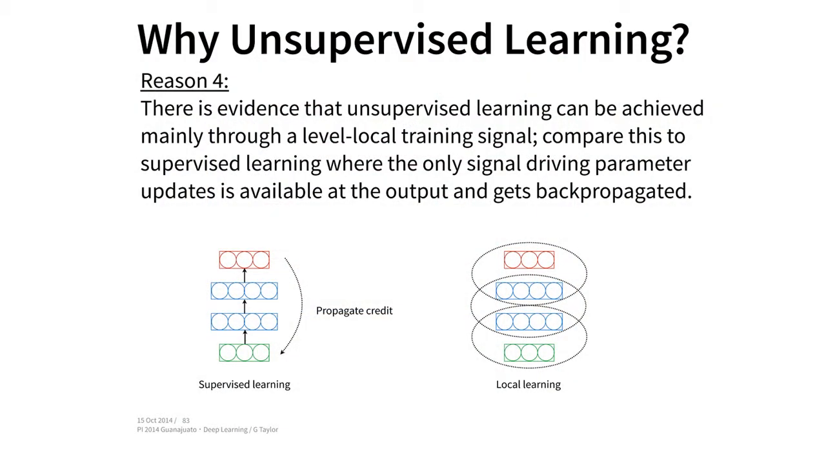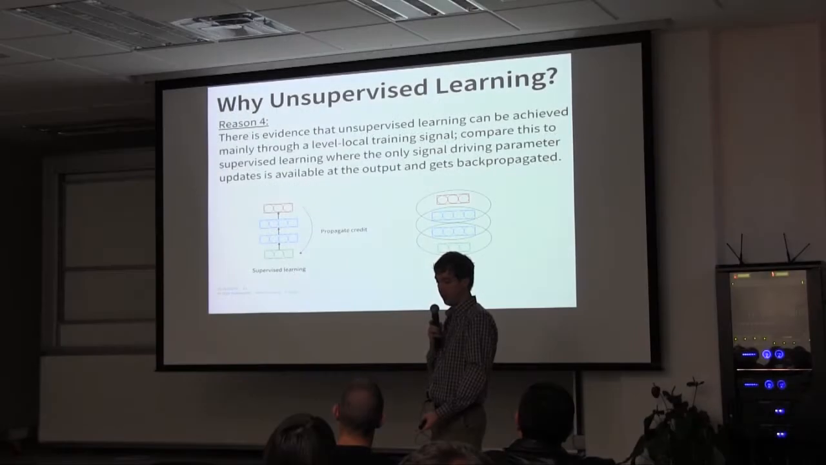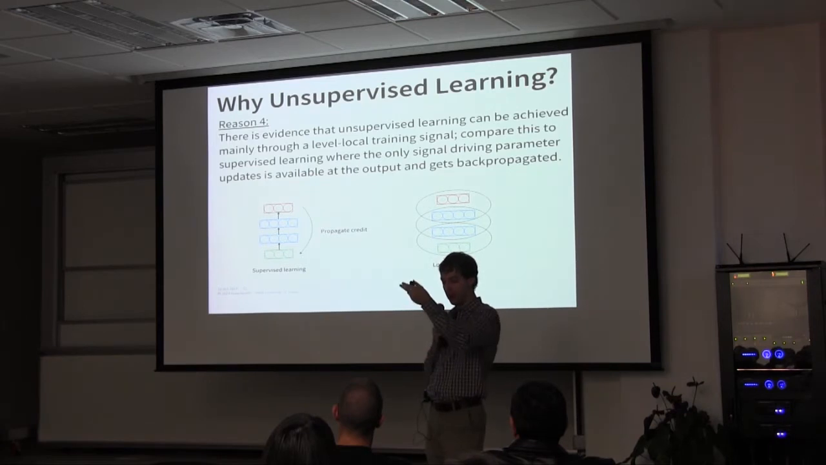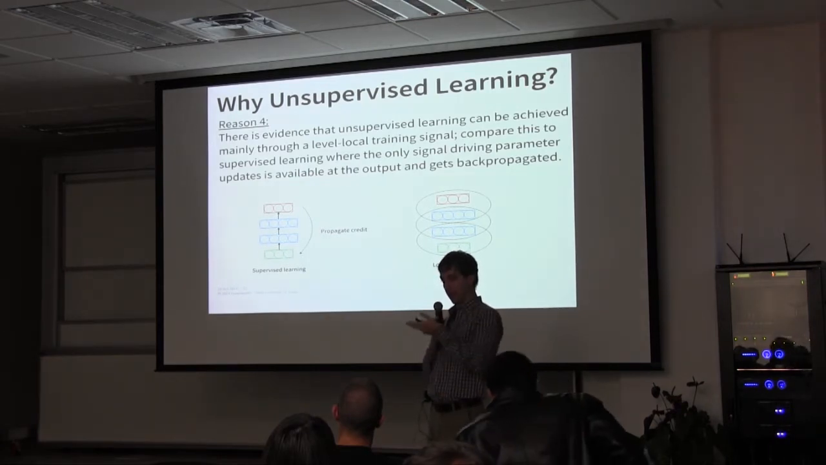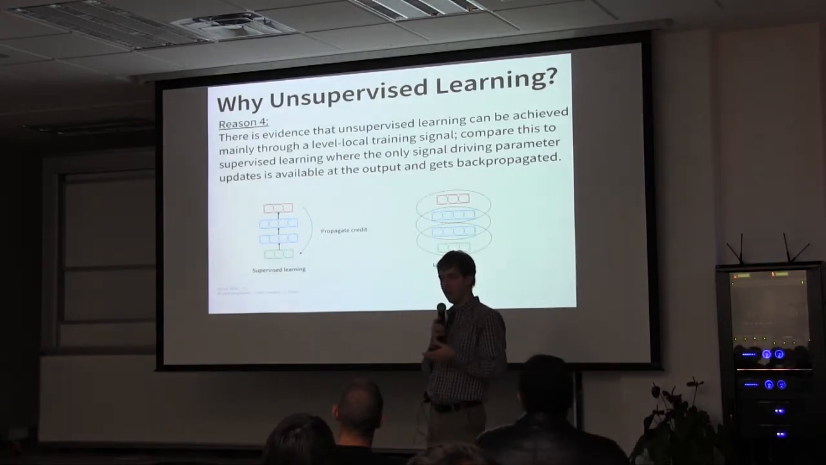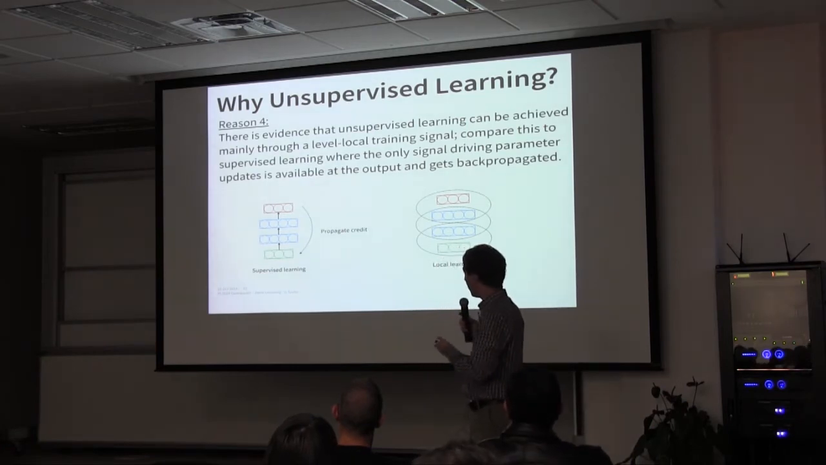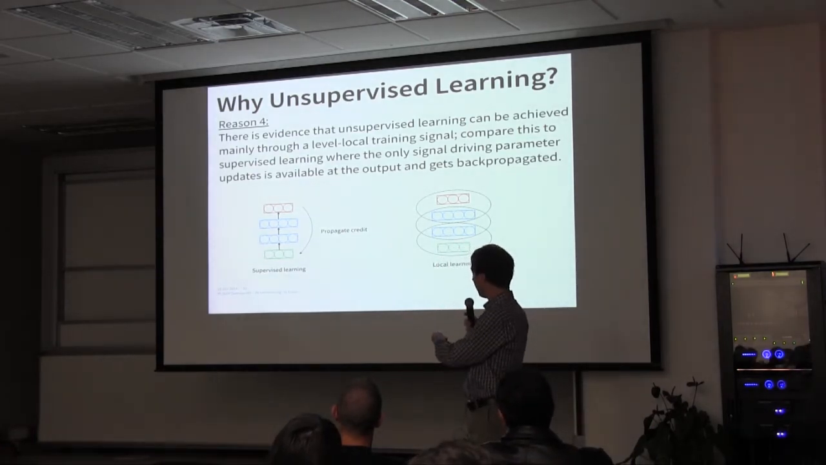All right, so the other idea behind using unsupervised learning is the idea of level local training signals. We talked about backpropagation and doing credit assignment. In backpropagation, we do a forward pass through the network, we compute some error, and then we have to do credit assignment of that error through backpropagation to the various parameters in that network. And we have problems of vanishing gradients and so forth that we talked about already. There are different issues that come up with propagating this credit back through a supervised learning approach.